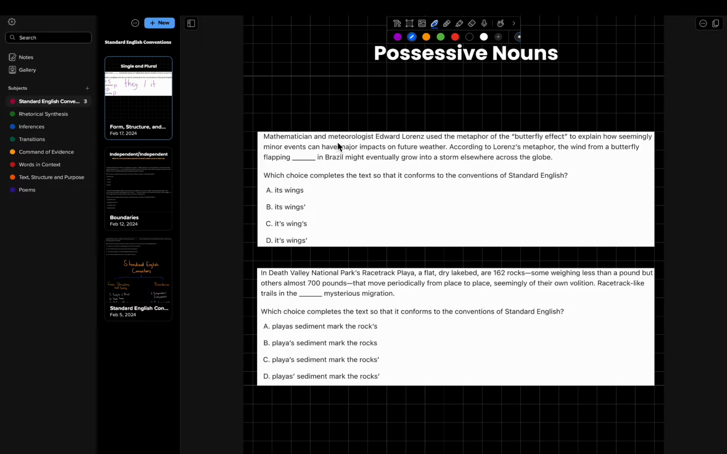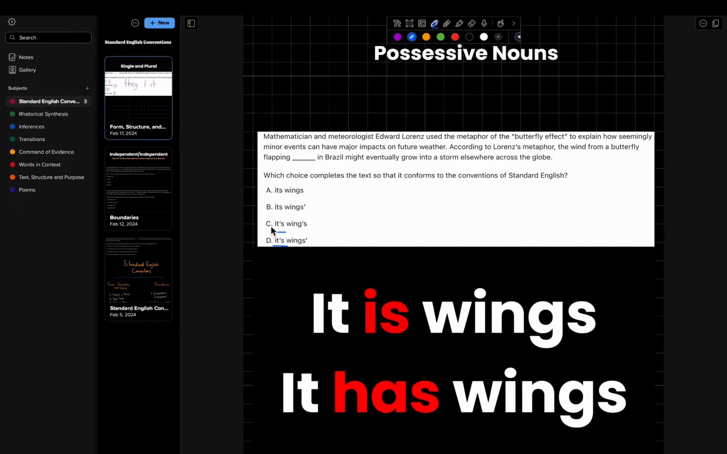Let's see an example. Mathematician and meteorologist Edward Lorenz used the metaphor of the butterfly effect to explain how seemingly minor events can have a major impact on future weather. According to Lorenz's metaphor, the wind from a butterfly flapping its wings in Brazil might eventually grow into a storm elsewhere across the globe. If we look at choices C and D, it shows that it is followed by has or is. So that would mean it is wings or it has wings. So we can straight away cancel these two choices.